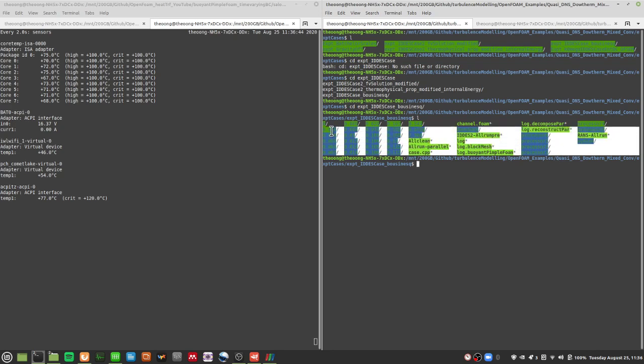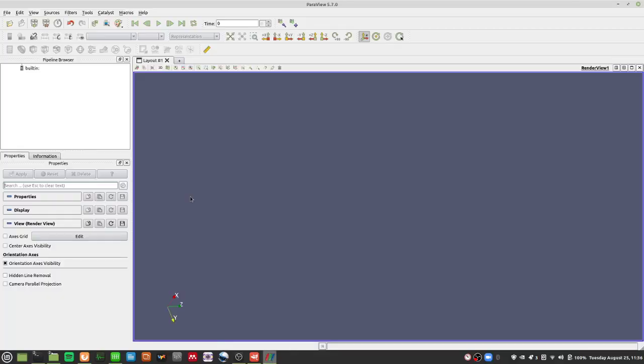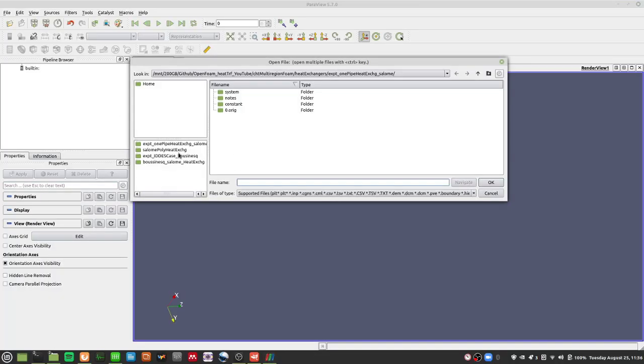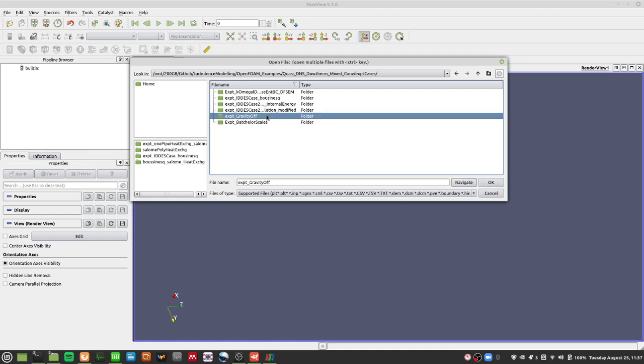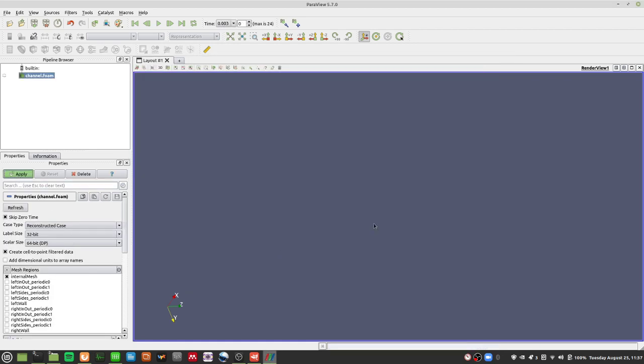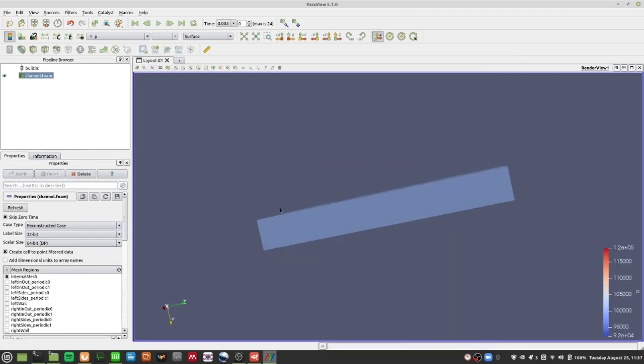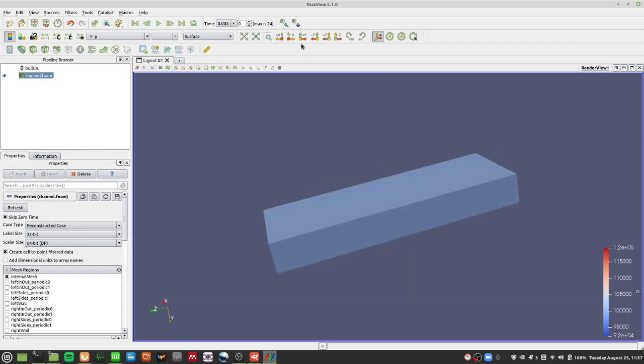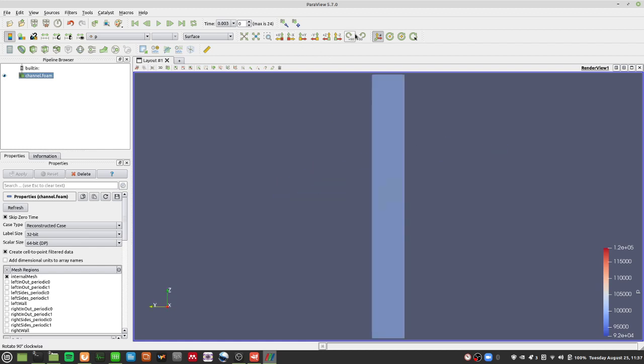Anyway, I have this case here, and let me show you what it looks like in ParaView. Let's go to turbulence modeling, OpenFOAM examples, experimental cases, and the Boussinesq solution. Let me show you this. It's not exploding. There are some results there, so that's actually pretty promising.